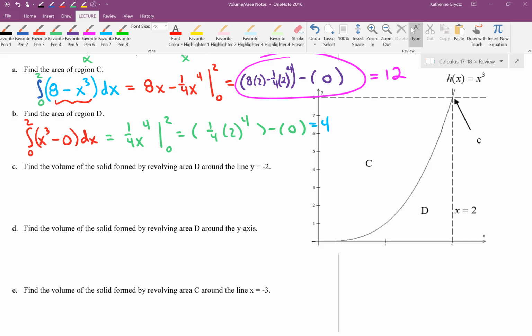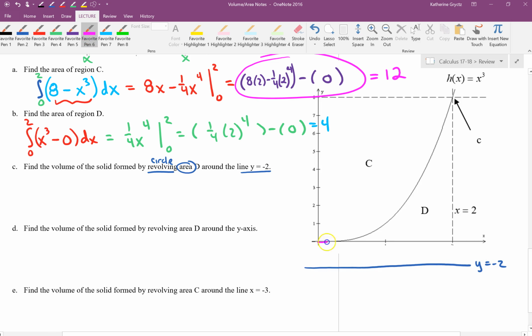Okay. Alright, so for the rest of these notes, we're going to pretend that each one of them, C through E, says set up but do not evaluate. So we're just going to try to set up the integrals. We're not going to actually take the antiderivative and plug in anything. Okay, so C says find the volume of the solid formed by revolving area D around the line y equals -2. So revolving, we're thinking circle. Area, so we have to figure out 1 or 2, and we have to know what we're going around. So the line y equals -2, which is not pictured. So we're going to draw it in.